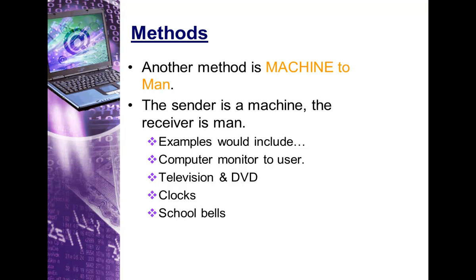Examples would include the computer monitor as you're sitting there watching it, television, a DVD, the clocks on the wall, school bells. And as we're talking about all these things, if you remember the 24-hour recall project that we did, here are a lot of examples of things that could have been used on that if you so chose. For some reason I have a lot of students that claim that watching television is machine to man. And again, the television's not watching you, you're watching the television. Now, if I had a remote in my hand and I used that remote, that might change the situation.